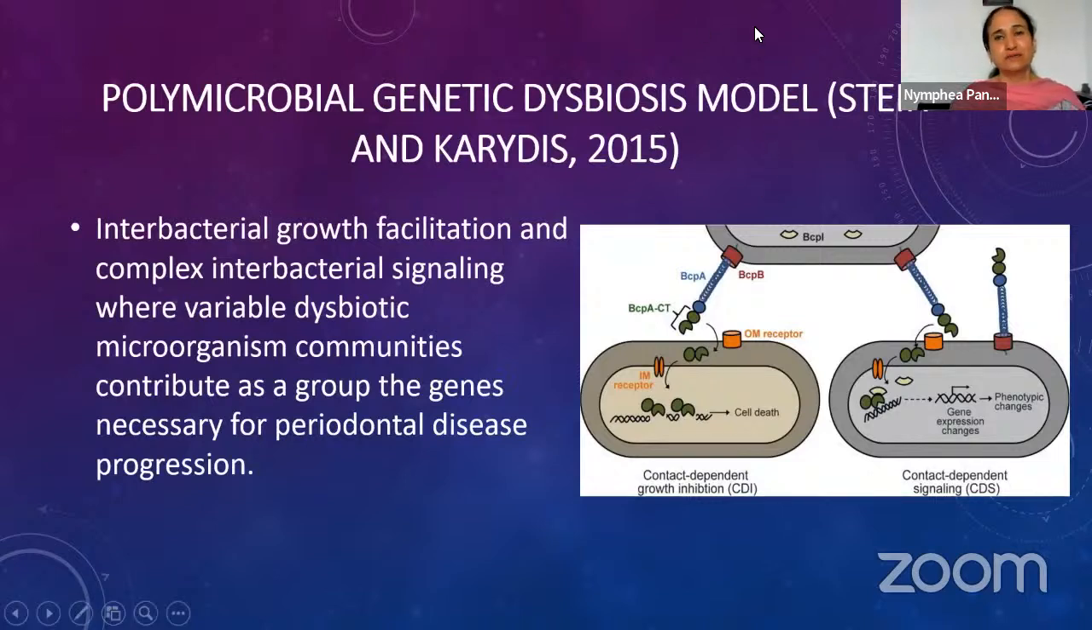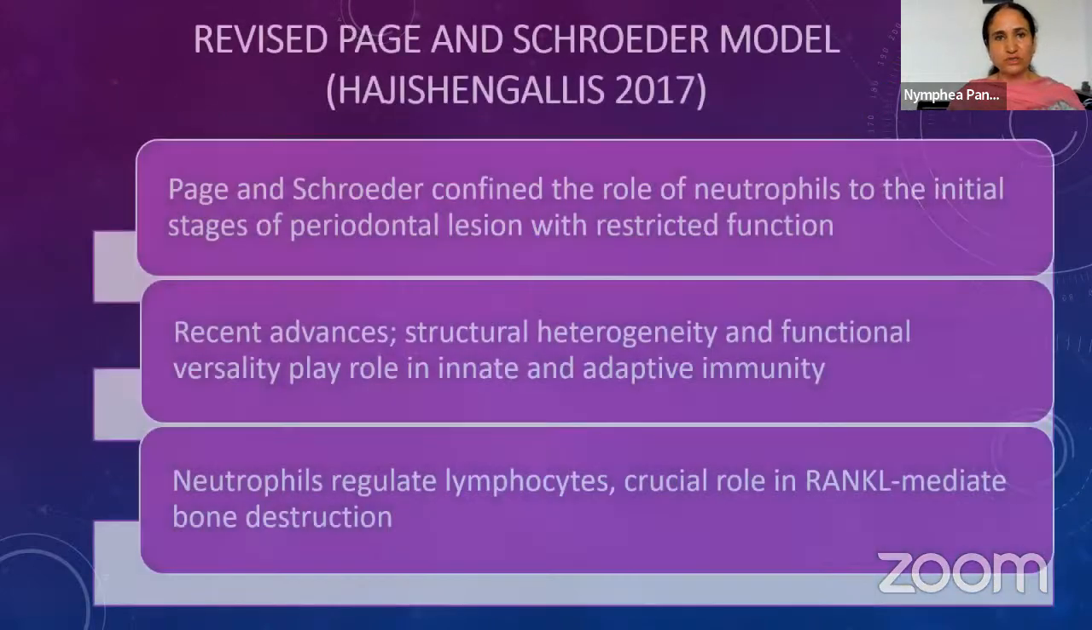This is also the same as the initial polymicrobial model, but it also gave the idea about the genetic component of that. This is what I was telling you, that there is the transfer of some genetic material from one bacteria to another, which makes one virulent species make other species, which were otherwise benign, also very virulent. So this concept gave the idea about how genetic transfer between the different dysbiotic microorganisms actually contributes to the genetic pool over there, which is very important for the pathogenesis of periodontal disease. So this also gave it that.